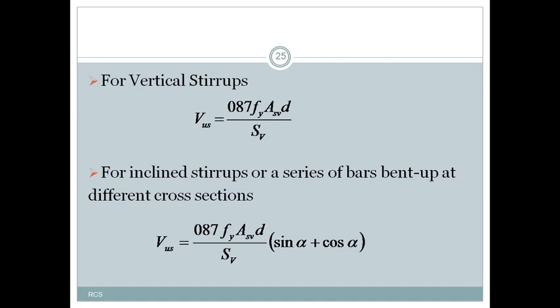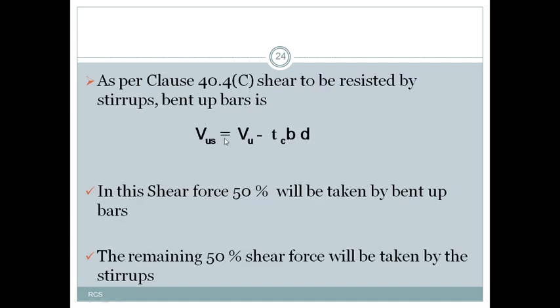Then see, as per Clause 40 of IS 456, the shear to be resisted by stirrups and bent-up bars is Vus equal to Vu minus tau C bd. How to calculate this Vus? Vu is the total shear to be resisted, and tau C bd is the shear resistance capacity of the concrete. In a beam section, the total shear force should be resisted by concrete as well as steel. But we are designing the reinforcement, so what is the shear resisting capacity of the shear reinforcement provided? How much shear must be resisted by the shear reinforcement provided?